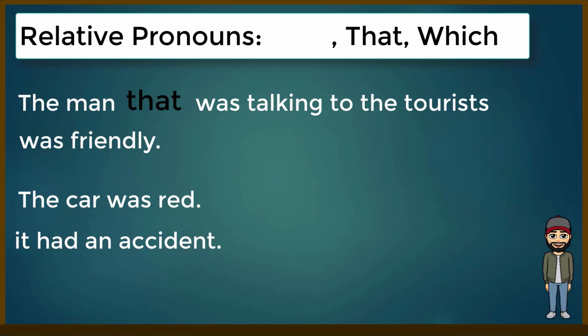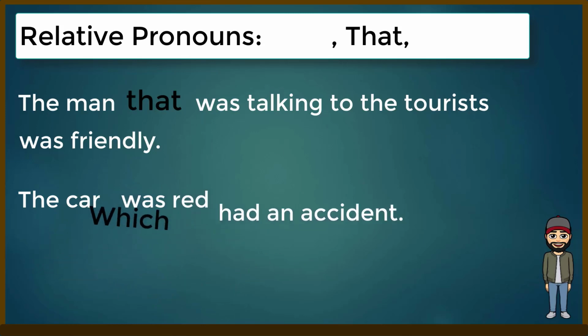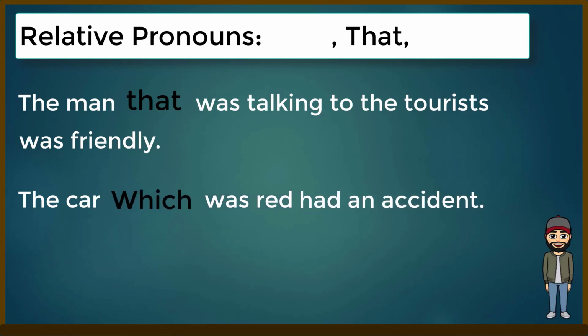Here is another example. هذا مثال آخر. The car was red. It had an accident. In this one we're going to use which. Why? Because we're talking about car. If you are talking about things or animals, you use which. إذا كنت تتحدث عن أشياء جماد أو حيوانات استخدم which. The car, which was red, had an accident.